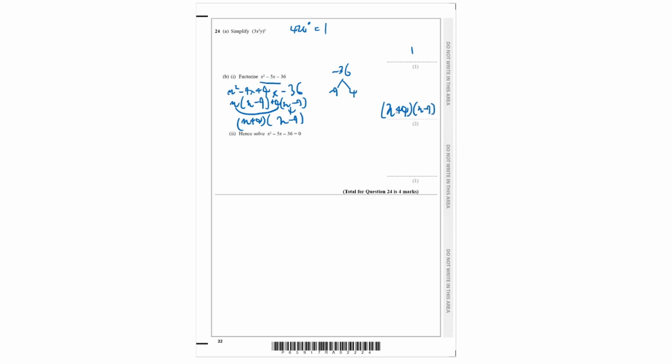Hence, solve x squared minus 5x minus 36 is equal to 0. So we simply equate each of these to 0. So we have x plus 4 is equal to 0. We bring this to the other side. x is equal to negative 4. We have x minus 9 is equal to 0. We bring this to the other side. x is equal to 9. So we can write here x is equal to negative 4, x is equal to 9.